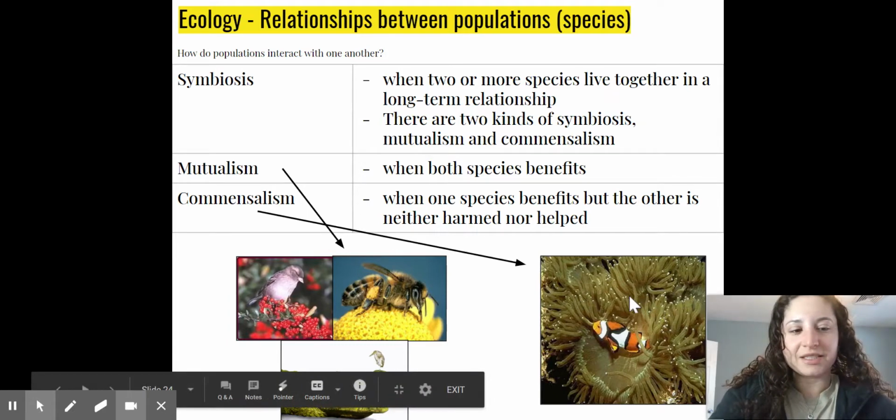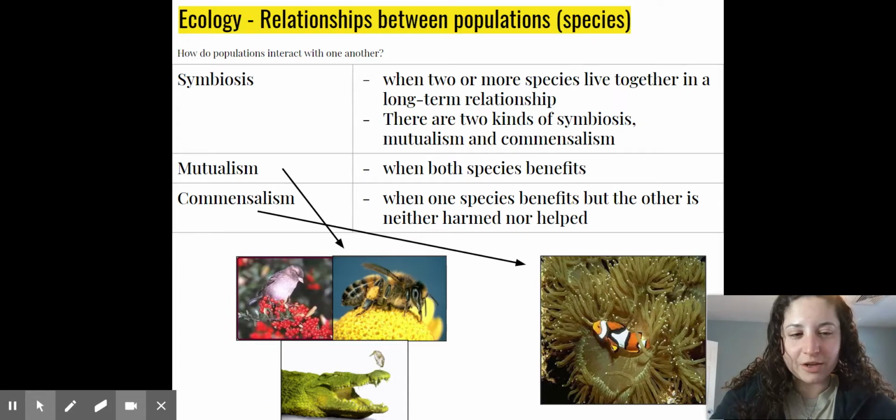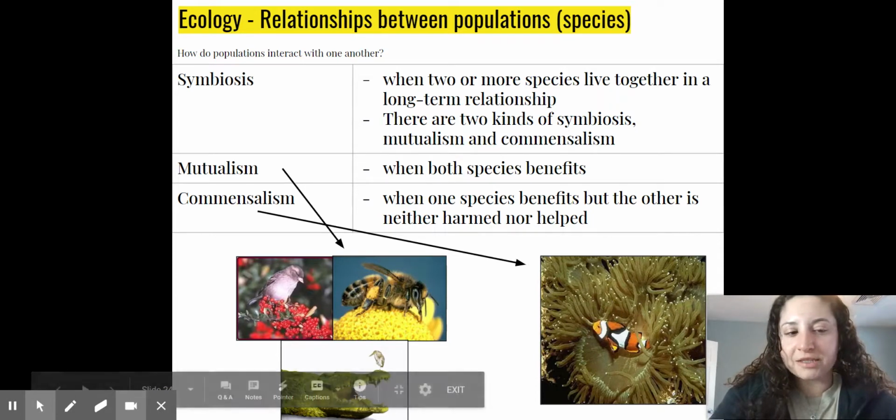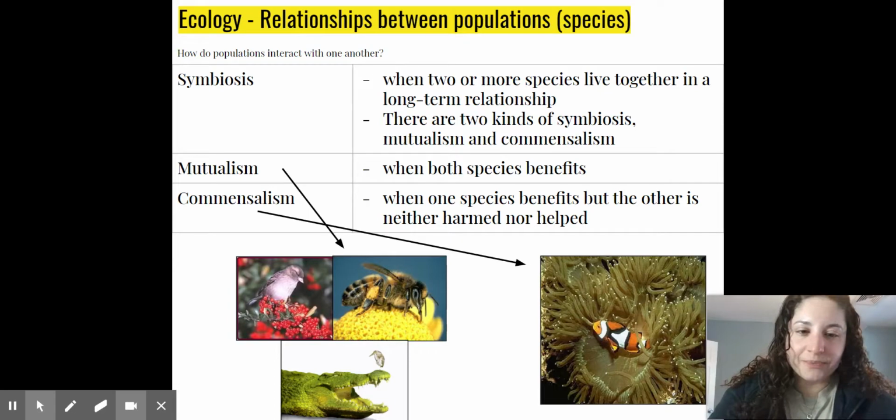it nips at you a little bit. I think it either burns you or electrocutes you. I forget which one, but it's not pleasant to touch a sea anemone. However, the clownfish is immune to it. So it's able to swim into it. And so it gets a home and protection, but the sea anemone is unharmed. It's just there.